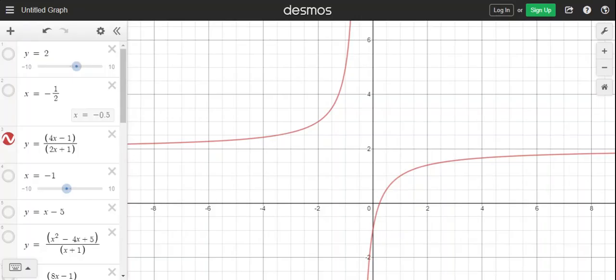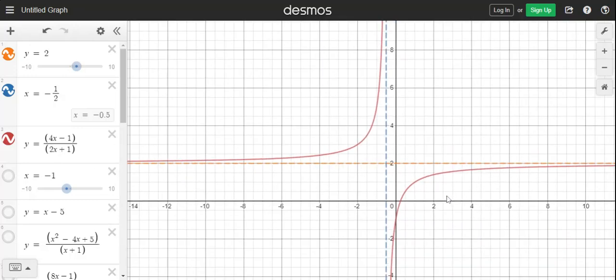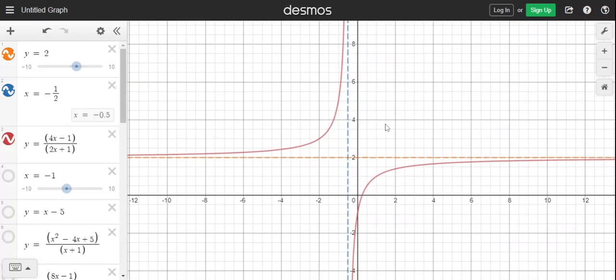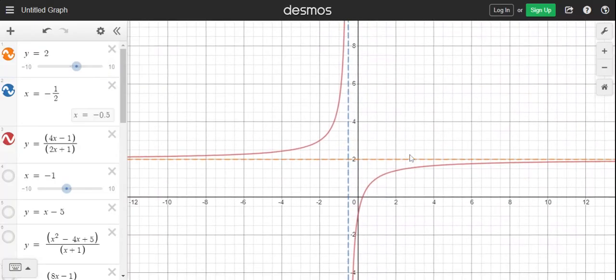And we know that the root of the denominator here is x equals -1/2, and that will be playing the role of the vertical asymptote, which is shown with the dashed lines as you see. And the ratio of the leading coefficients in the top and bottom is 4/2, which is 2. So y equals 2 would be the horizontal asymptote, the equation of horizontal asymptote for this rational function. So that's how the graph looks like. It is also called an equilateral or rectangular hyperbola. That's another name of this graph.